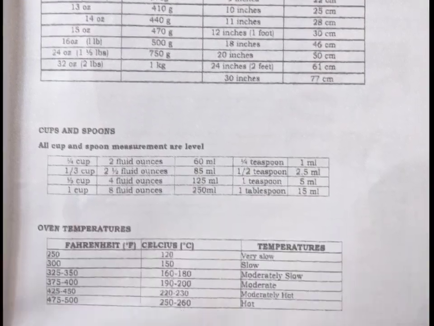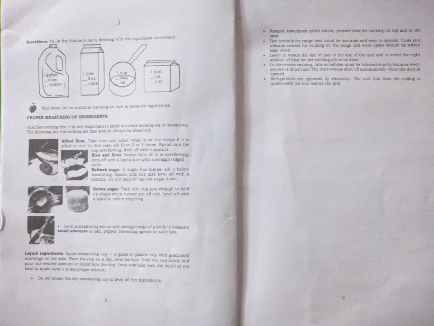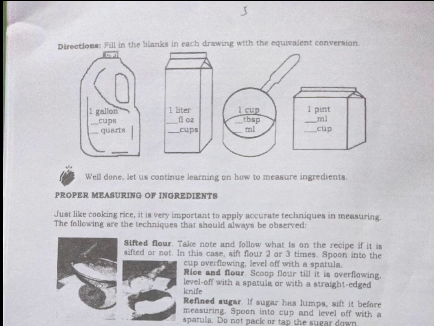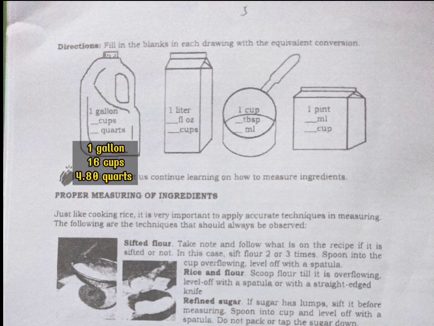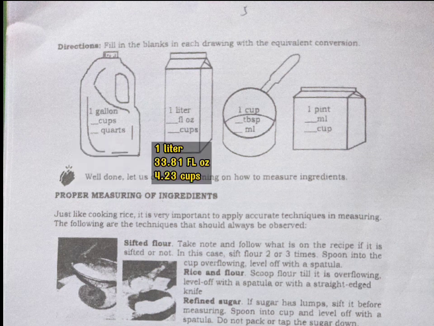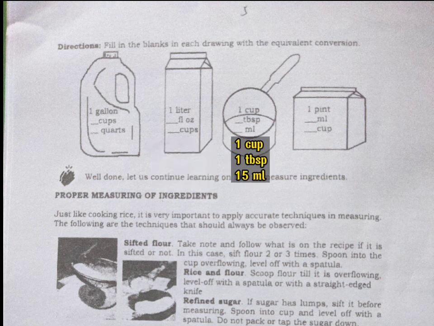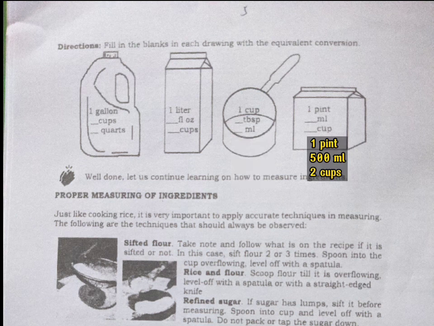Okay. I hope you finished reading and studying the weights and measures on pages 6 to 7, and now let's proceed to answering page 8. Directions. Fill in the blanks in each drawing with the equivalent conversion. Answer. 1 gallon is equivalent to 16 cups or 4.80 quarts. 1 liter is equivalent to 33.81 fluid ounces or 4.23 cups. 1 cup is equivalent to 1 tablespoon or 15 milliliters. 1 pint is equivalent to 500 milliliters or 2 cups.